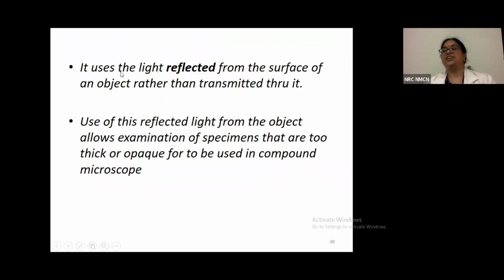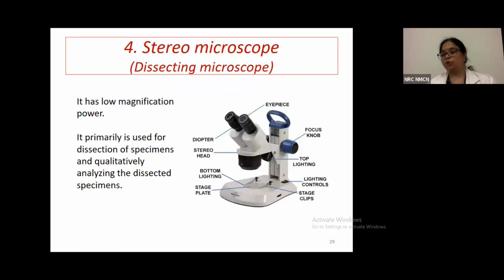It uses the light reflected from the surface in comparison to the transmitted light which we use in the bright field or the dark field microscope. And use of this reflected light from the object allows the examination of specimens that are too thick or opaque to be used in the bright field microscope. Moreover, the distance between this objective and the stage is larger, and therefore we can also see solid stone, marble, or it can be used in forensic applications also.